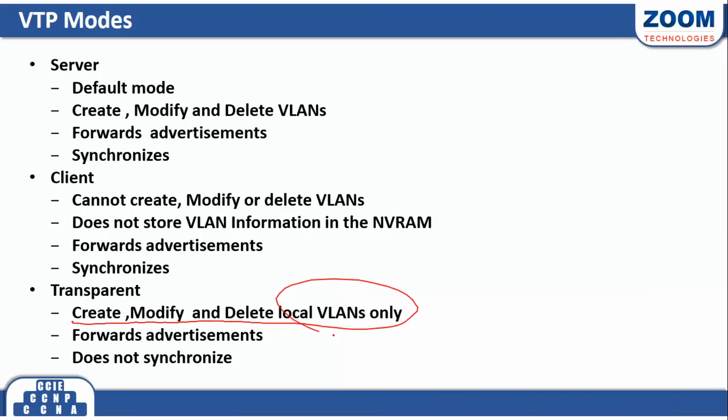But will I be able to communicate, right? Say VLAN 10 is configured in the server. I manually created VLAN 10 in the transparent switch. Will both communicate? Communication is possible. Yes. Okay. Thank you. You can create manually.